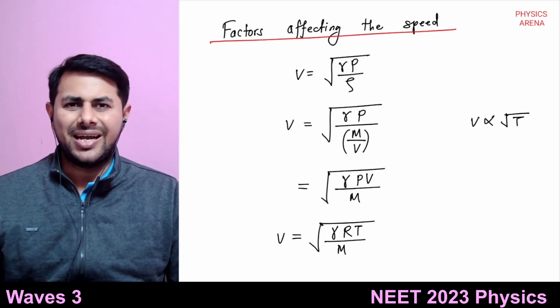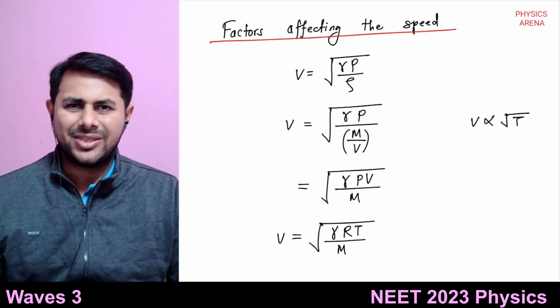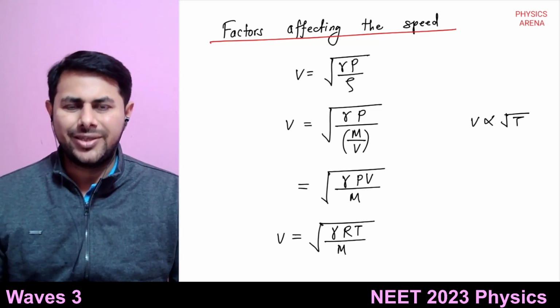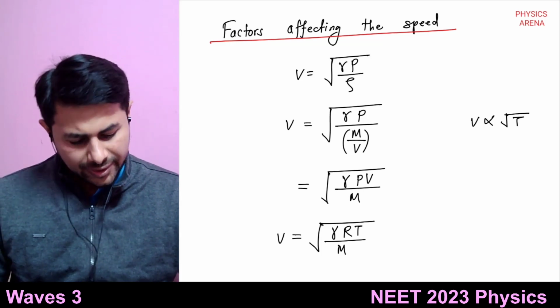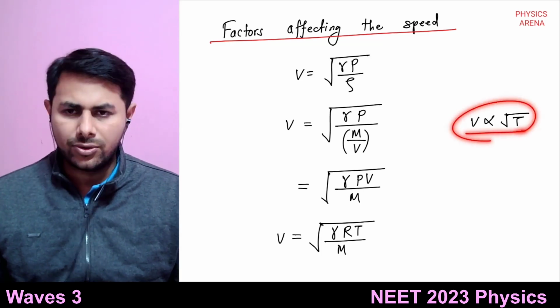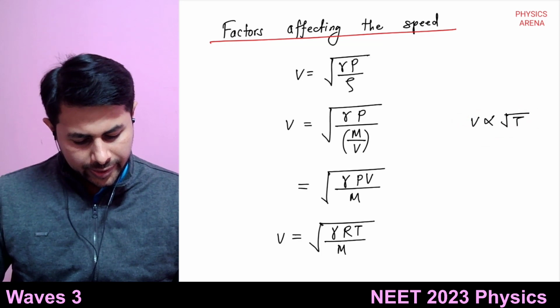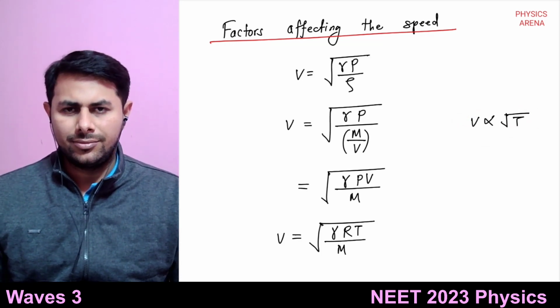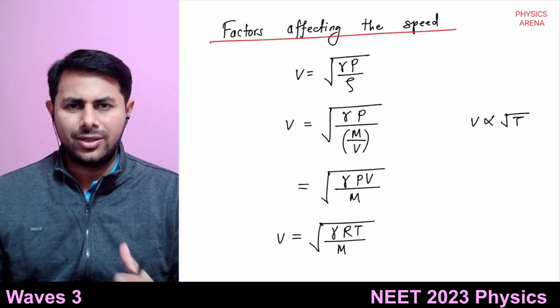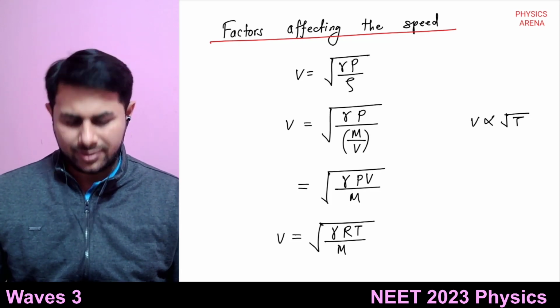What is T? It's the absolute temperature. It's not temperature in degrees Celsius. What is the SI unit of temperature? It's Kelvin, right? So V is directly proportional to root of T. So if temperature increases, what will happen? The speed of sound in air will increase.